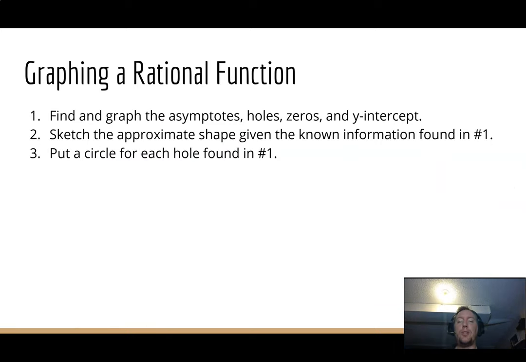Now, step by step, here's what I want you to try to do that I'll walk you through a few times. Step one: find and graph the asymptotes, holes, zeros, and y-intercept. These are the things that were covered in the last lesson. Essentially, you factor the top and bottom and see what you have, and then we graph those. Step two: sketch the approximate shape given the known information found in number one. Step three: put a circle for each hole found in number one. So really number one is the big step. Number two and three just kind of follow suit. So let's look at one.